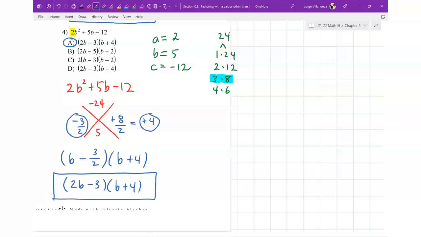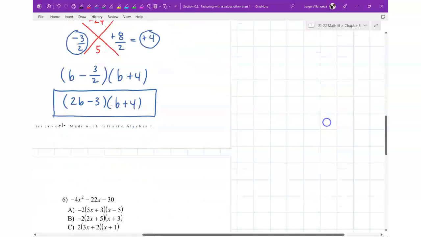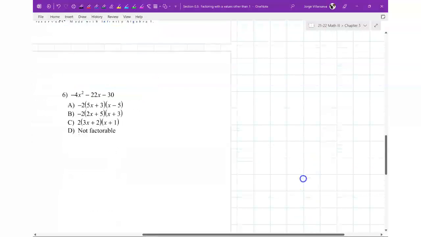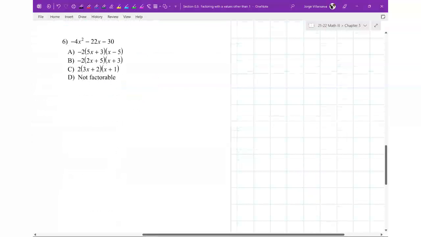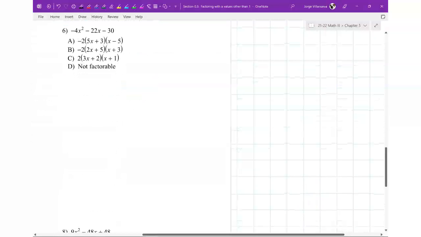So let me do this. I'm not going to do 4 problems for you guys. I'm going to only do 3 because I think you're good. So try number 6. Excuse me. I got to drink some water here.